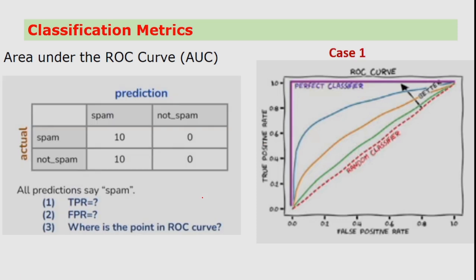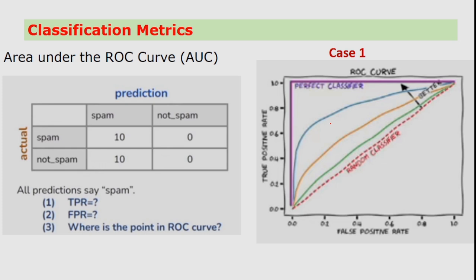For case 1, I have given you 4 cases. I want you to try on your own and give the answer in the comment box below. For spam, the actual value is 10 and your prediction is also 10. The actual value is 0 and the prediction is 0. In the same way, for not spam predicted as spam it's 10, and not spam predicted as not spam it is 0. For this particular case, calculate your TPR and FPR and find where your ROC point will be: either 0, 0, or 0, 1, or 1, 0, or 0.5, 0.5.